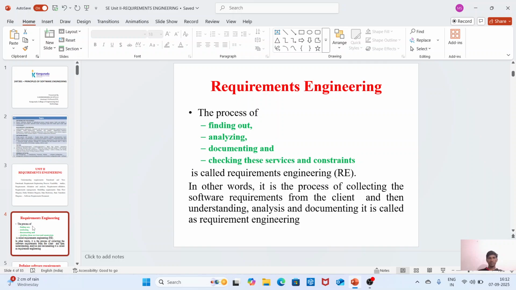So first we are going to see about requirement engineering. Requirement engineering is a process of finding out, analyzing, documenting, and checking the services and constraints for developing a software. This process is called the requirement engineering process. In other words, it is a process of collecting the software requirements from the client and then understanding, analyzing, and documenting them.